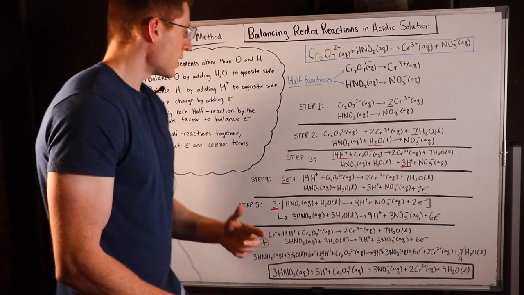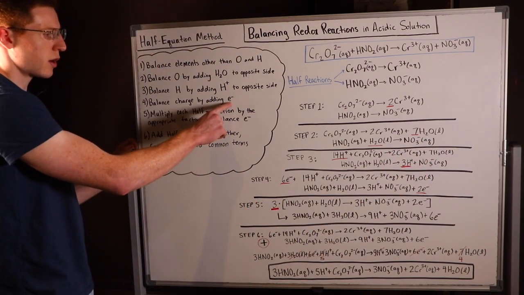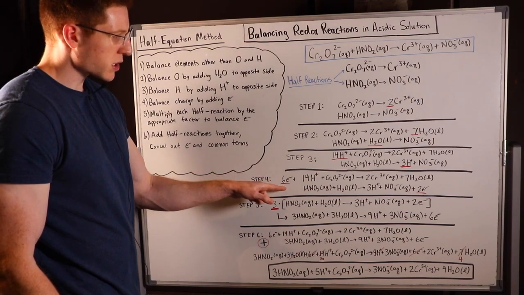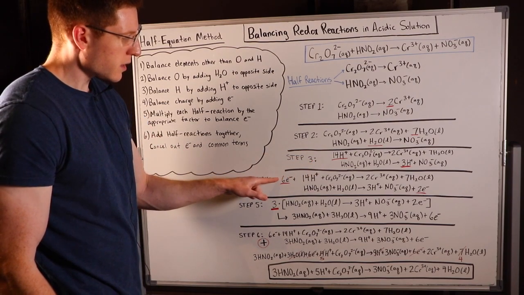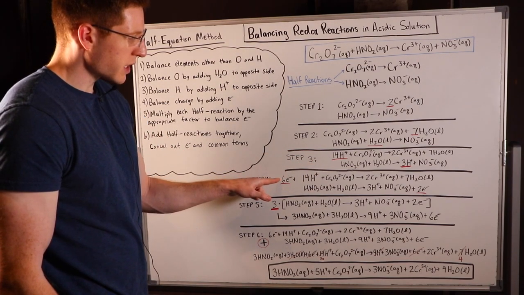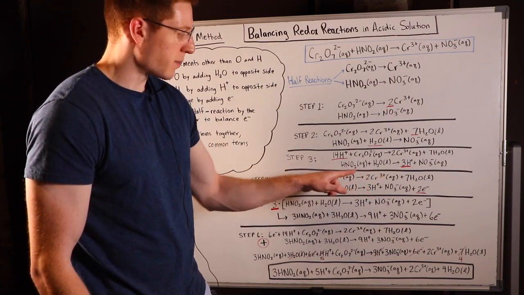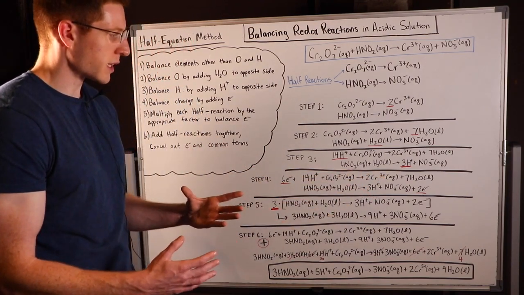What does that mean if I have to add electrons to balance the charge? That means I should add 6 electrons over here to make this 12 minus 6 equals 6, right? To balance out the charges. Now they're both plus 6.